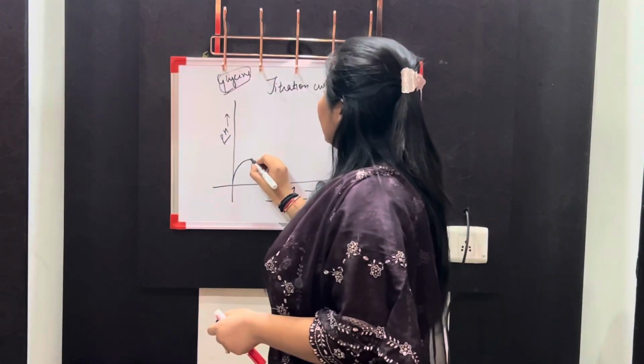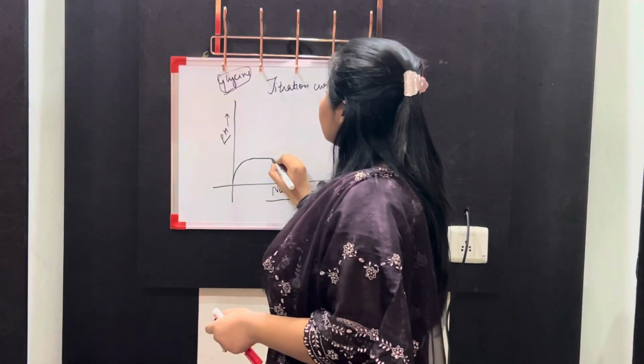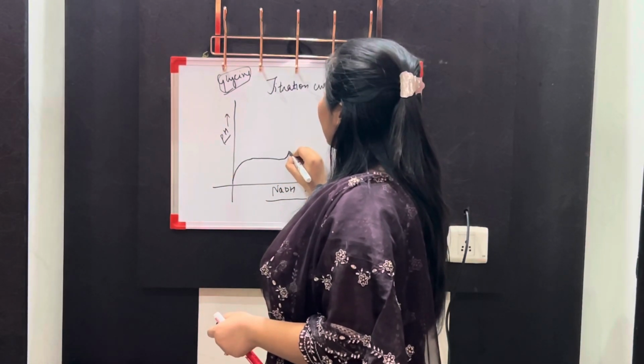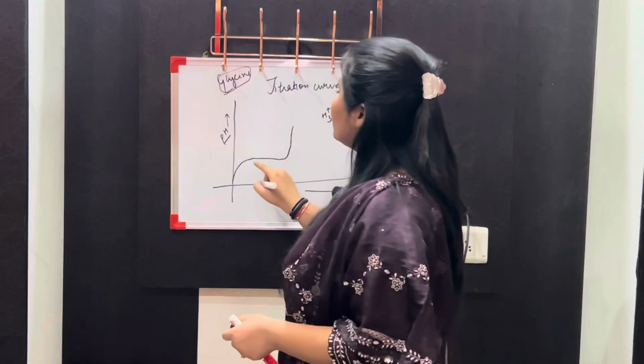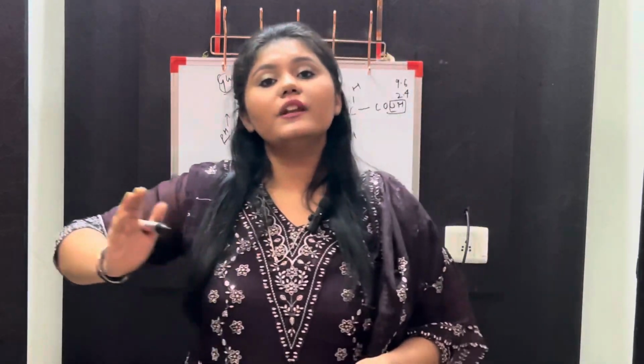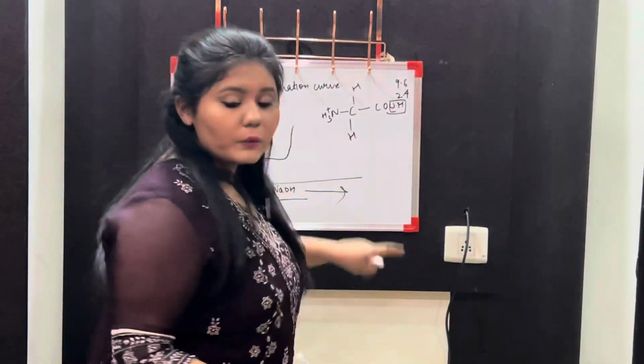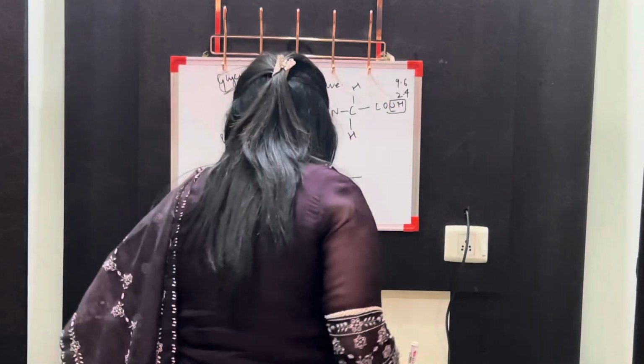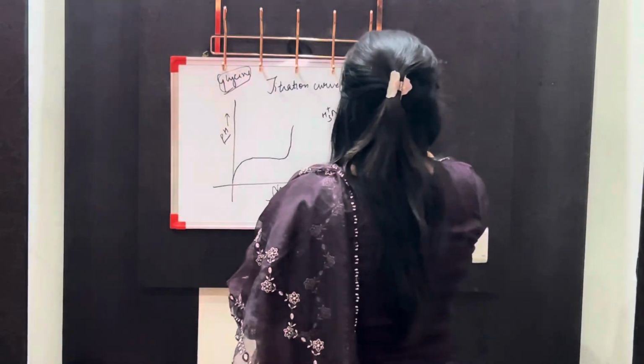So what will happen? It will try to release the H plus ions in the solution, and finally when all the COOH groups have released, they have become totally COO minus. So now what will be the structure of our amino acid? Let me draw it for you.